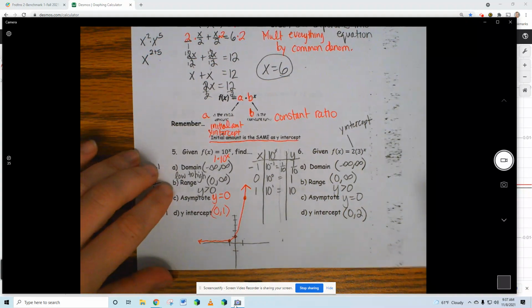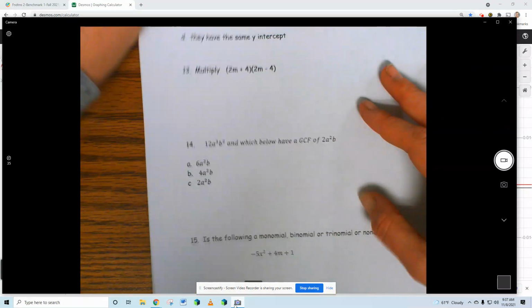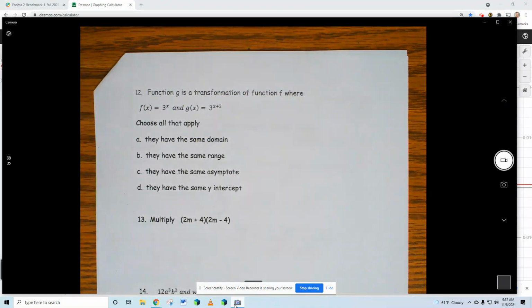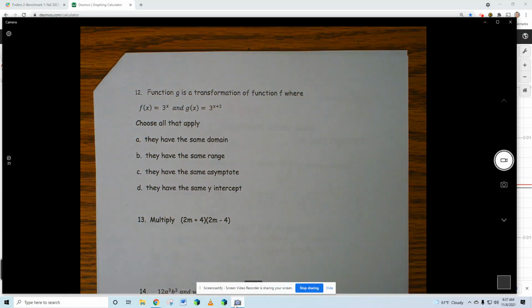Okay. Let's go to the page that we have next. 12. Okay. Choose all that apply. The only difference between these two equations is the exponent. One is to the power of x, and one is to the x plus 2. Let's remind ourselves what the x plus 2 does.